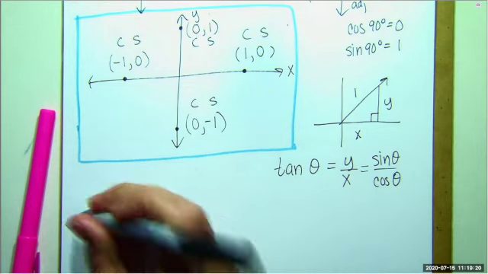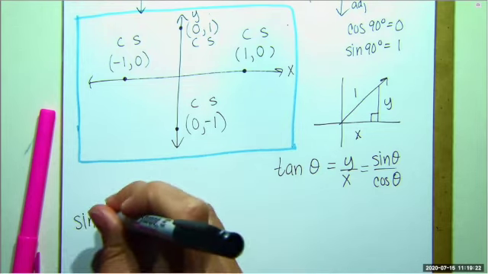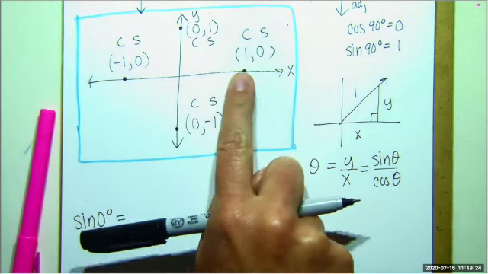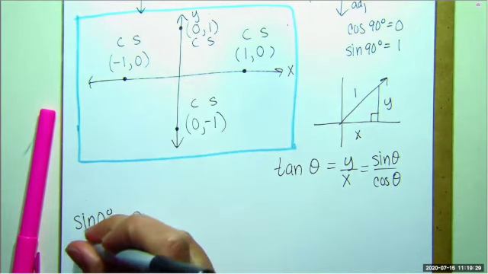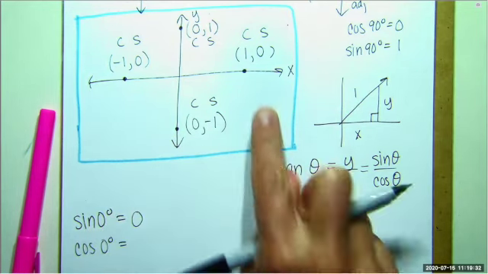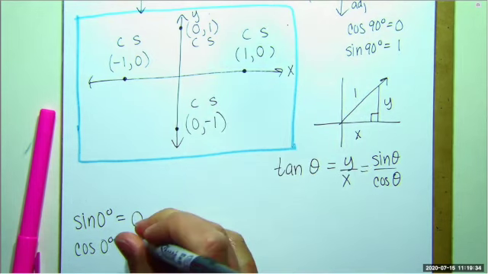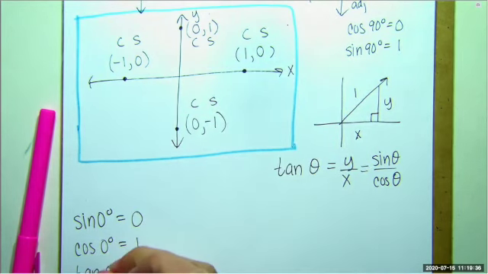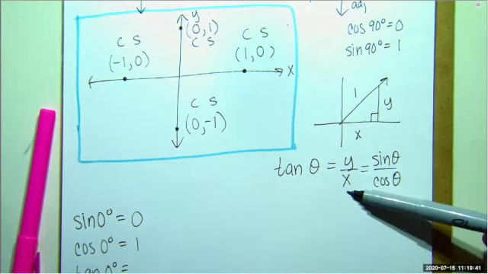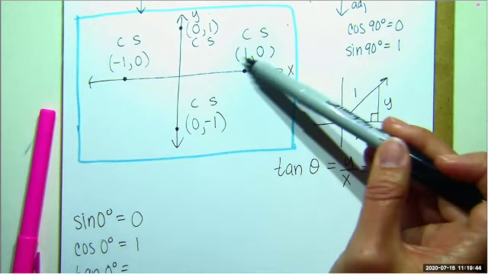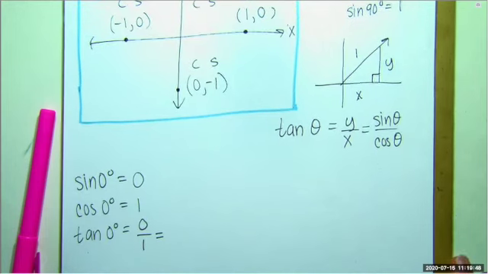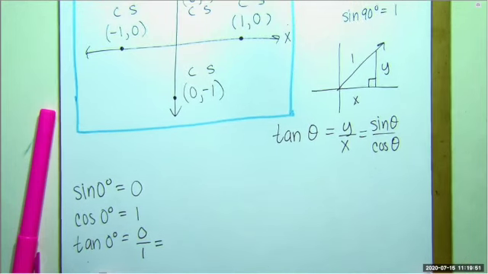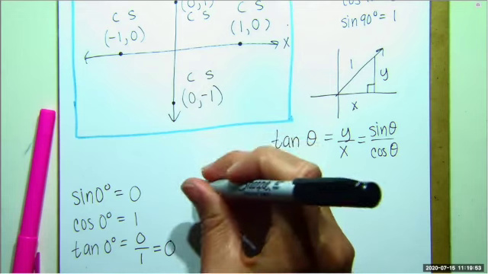So let's list out some values. Sine of 0, looking at this, here's 0 degrees. The s is 0, so sine of 0 is 0. Cosine of 0 degrees, here we have a 1, so that means cosine is 1. How about tangent now? Tangent of 0 is going to be sine over cosine, or y over x. Okay, so sine over cosine is 0 over 1. 0 over 1 is equal to what? 0, good.